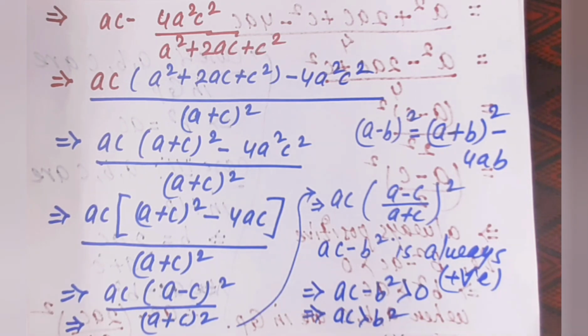Now we have proved this because it was given. We have to prove that if A, B, C are unequal positive numbers, then B square is greater than, equal to, or less than AC. In the first case we proved greater than, in the second case we proved equal, and in the third case we proved B square less than AC. So we proved this one.